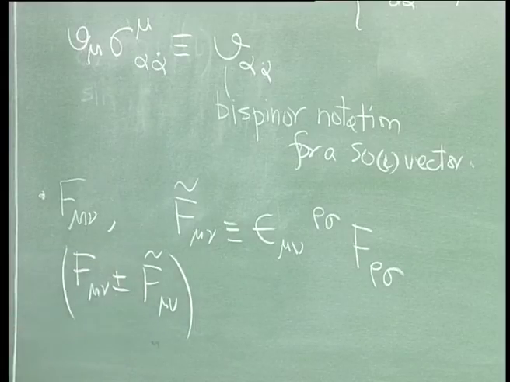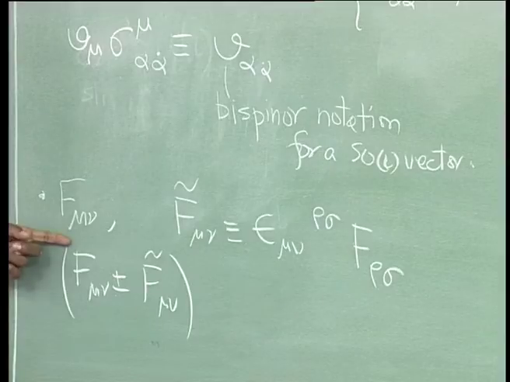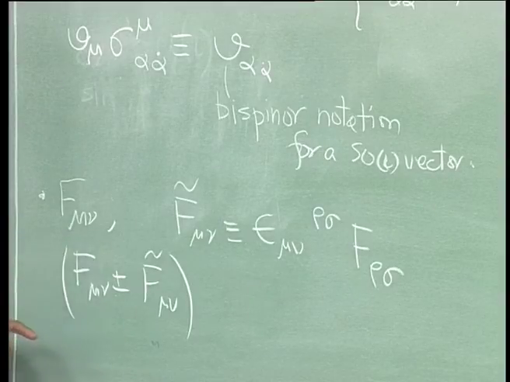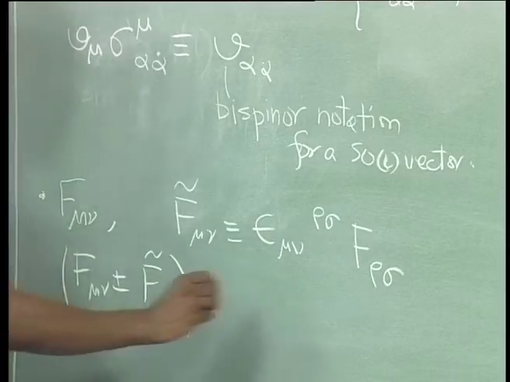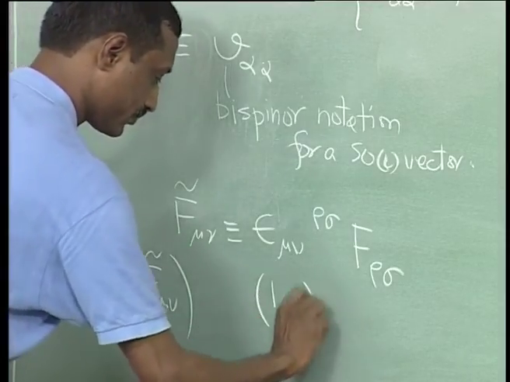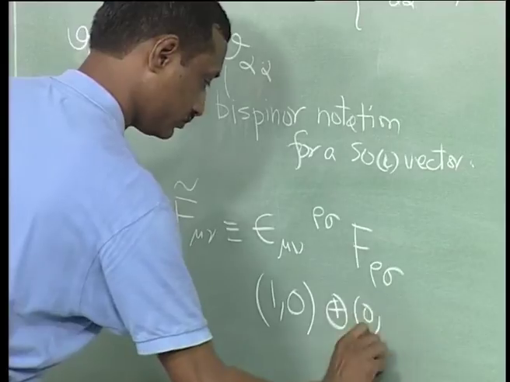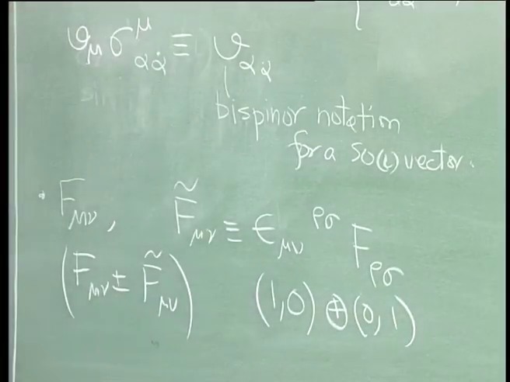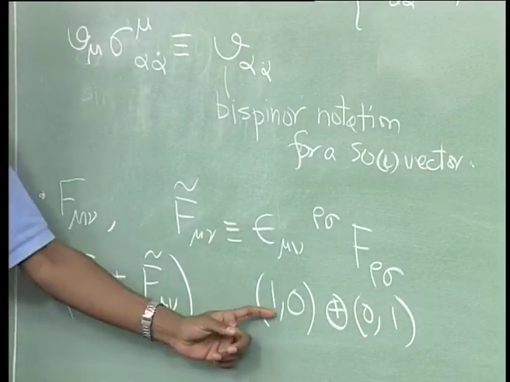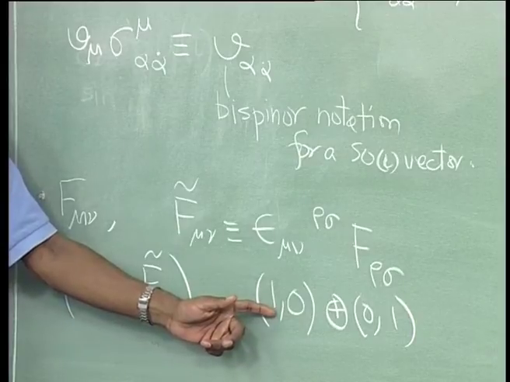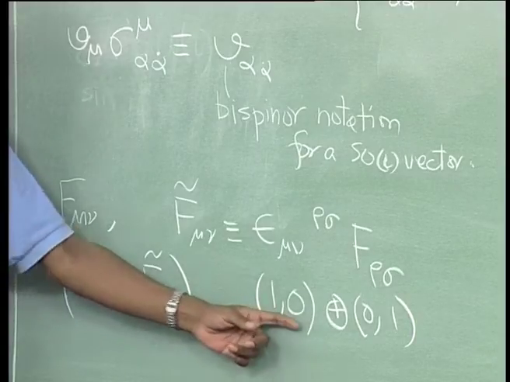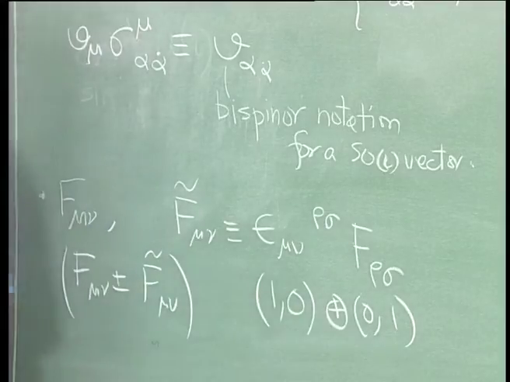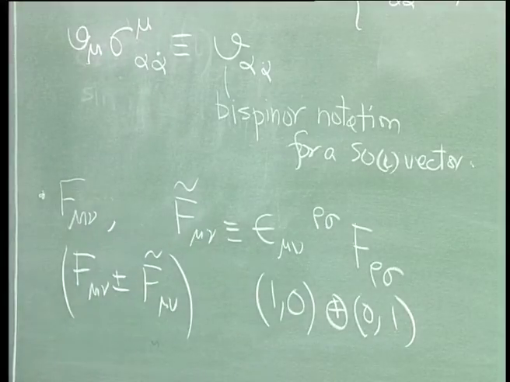Now, f mu nu had how many components? 6 components. So each of these will have 3 components, and so what that translates into is that the spin 1 representation of this thing is 3 dimensional. So this is one 3 dimensional and the other one is this thing. One of them will give the self dual part, the other will give the anti self dual part.